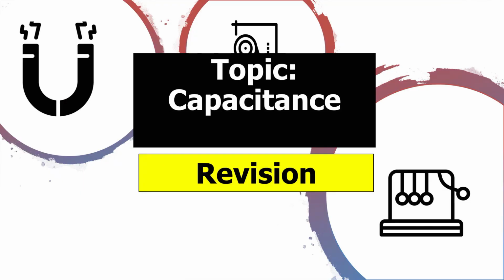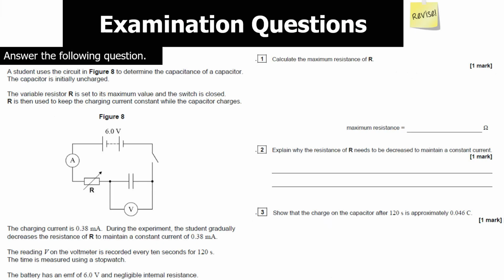We're now going to look at some questions regarding capacitance. So a student uses the circuit in figure 8 to determine the capacitance of a capacitor. The capacitor is initially uncharged. The variable resistor R is set to its maximum value and the switch is closed. R is then used to keep the charging current constant while the capacitor charges.